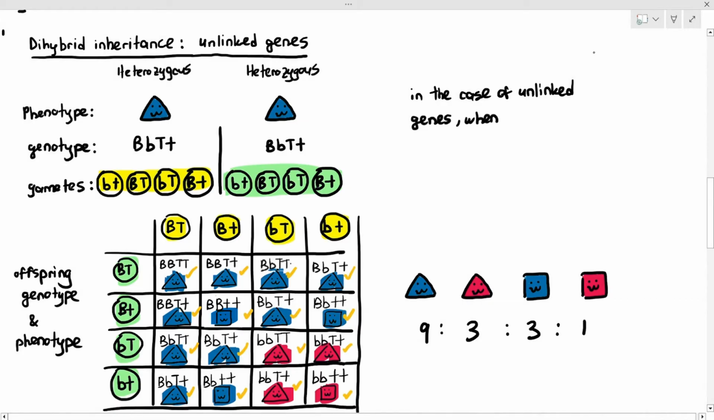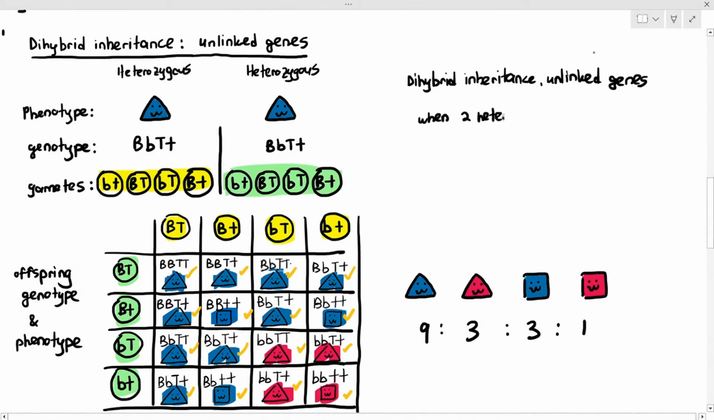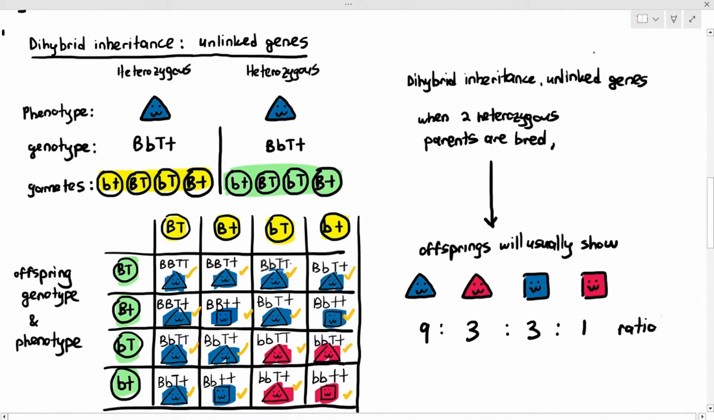So in dihybrid inheritance with unlinked genes, when 2 heterozygous parents are bred, the offspring will usually show a 9:3:3:1 ratio. You need to remember this magic number. It is extremely important. Now, let's try an actual example.